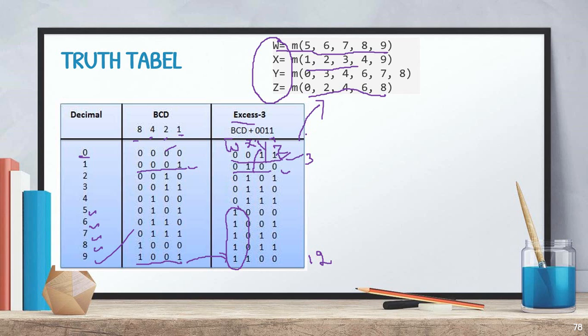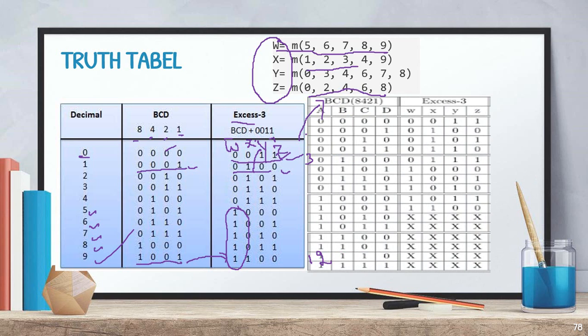Now we can discuss what happens after the 9. We are taking 4-bit here, but BCD is maximum 0 to 9. What about the others? We know that in 4-bit, 0 to 15 is present. So for 9 to 15, whatever the number is, we are not getting any output for that. That particular condition we call a don't care condition.